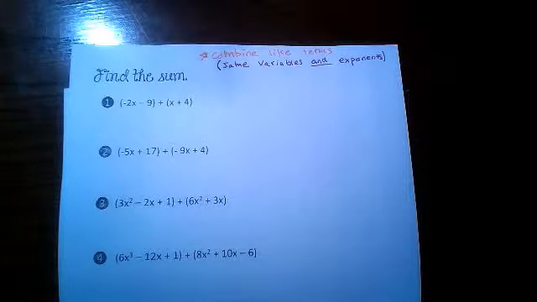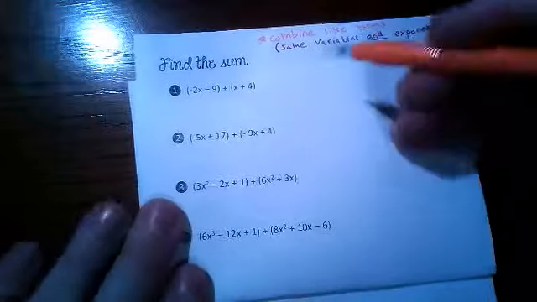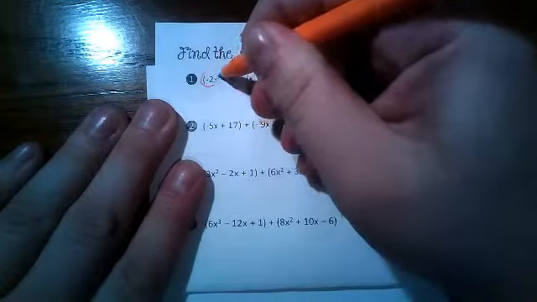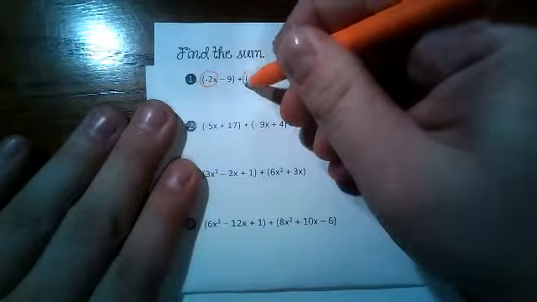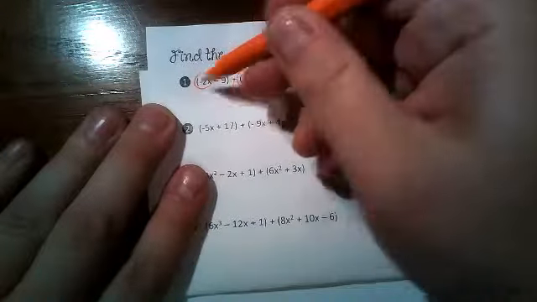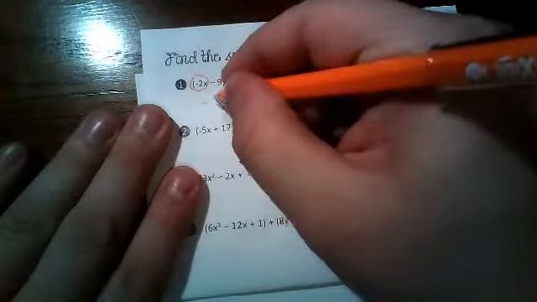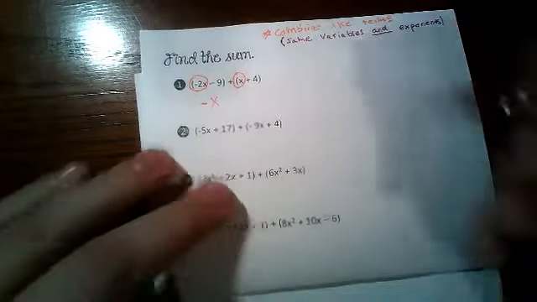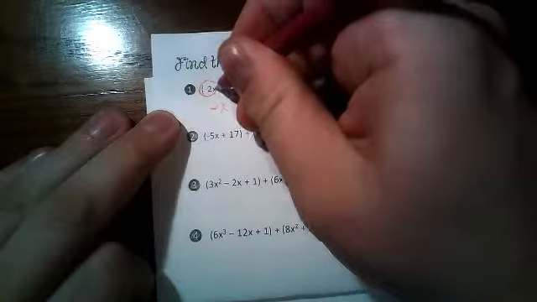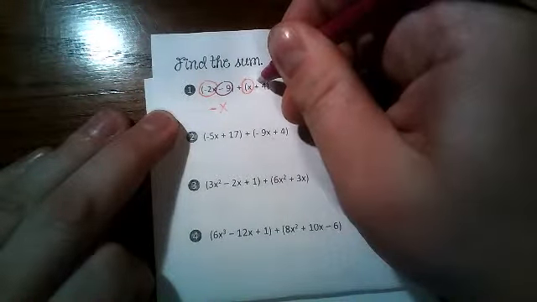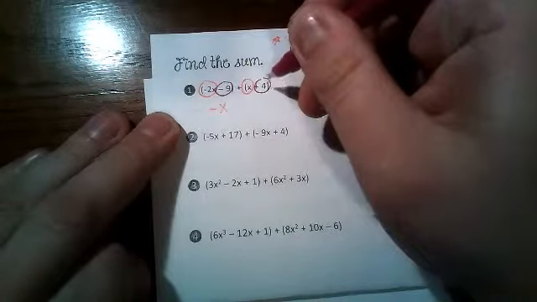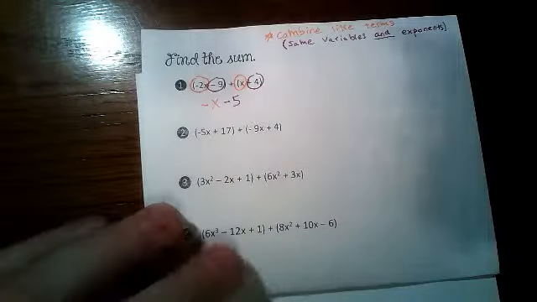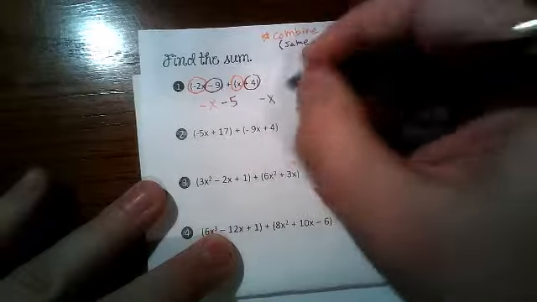For example 1, there aren't any exponents, so it's a little bit easier to think about. We're adding, so we have negative 2x plus x, and negative 2x plus positive 1x is just negative x. And then separately, I'm going to use color here, if you can already tell. I have negative 9, and I'm adding positive 4. Negative 9 plus 4 is negative 5. So my final answer for this one would be negative x minus 5.